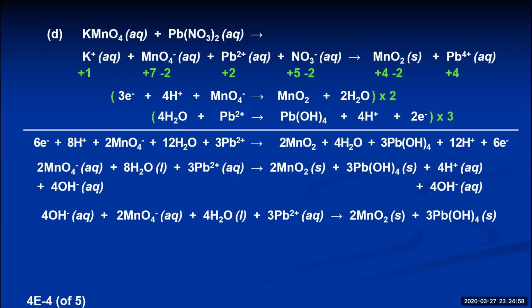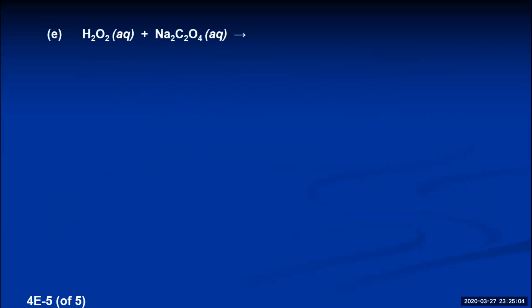The final one, E: acidic solutions of hydrogen peroxide and sodium oxalate are mixed. When you see hydrogen peroxide as a reactant, this is going to be an oxidation reduction reaction. So I'm going to go to plan 9, write the reactants in ionic form. You could have switched the partners, but there's no precipitate, no water formed, so it has to be a non-obvious reaction.